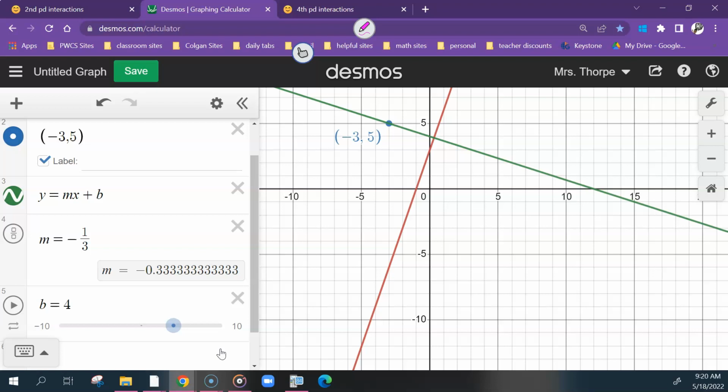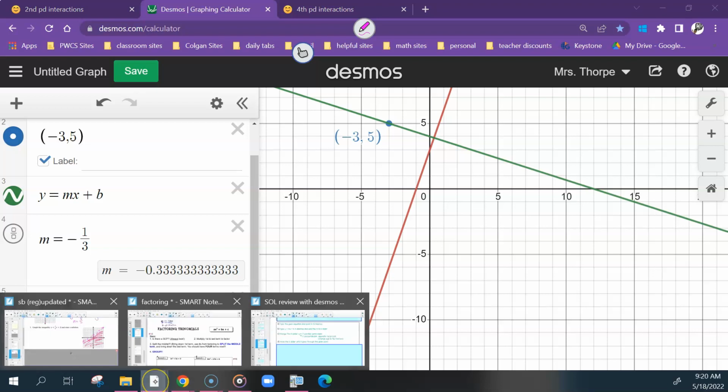For parallel lines, with the same slope, you would do the same thing, but your m would be the same, and then it would go through whatever point, and they would be parallel lines. You would just change the intercept, just like we did for this one.